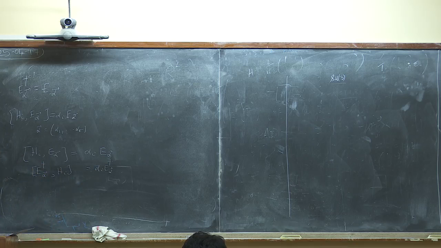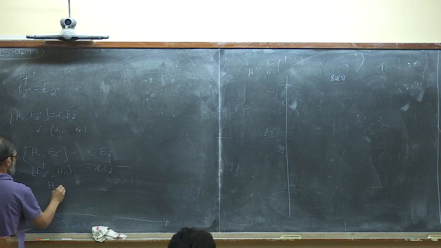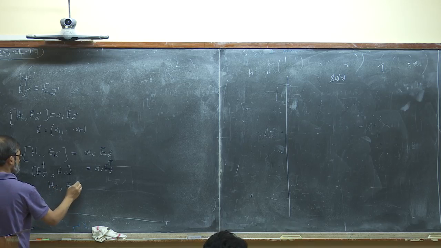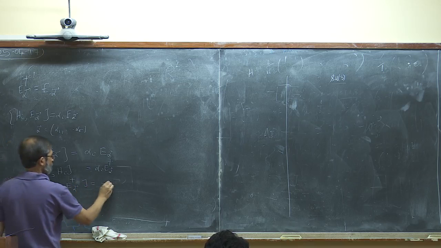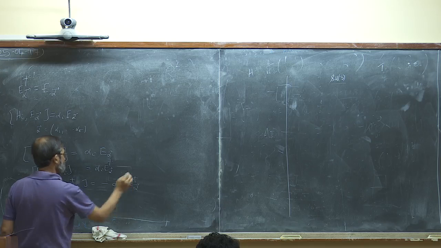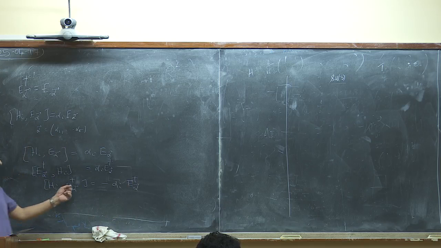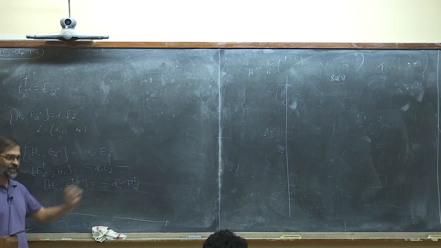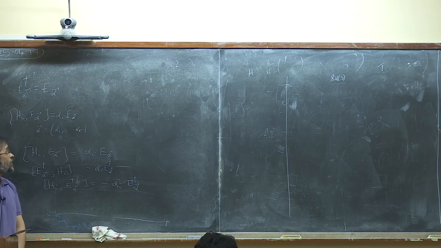This you can write in this form: H_i E_alpha dagger is equal to minus alpha_i E_alpha dagger. So E_alpha dagger is that generator whose eigenvalue is minus alpha_i. We are taking H to be Hermitian.